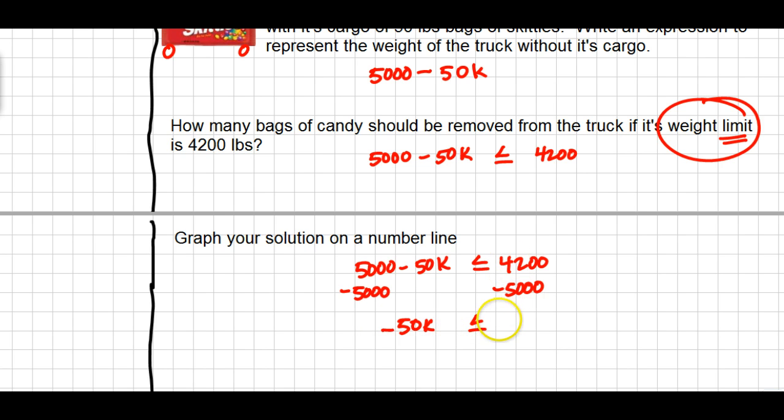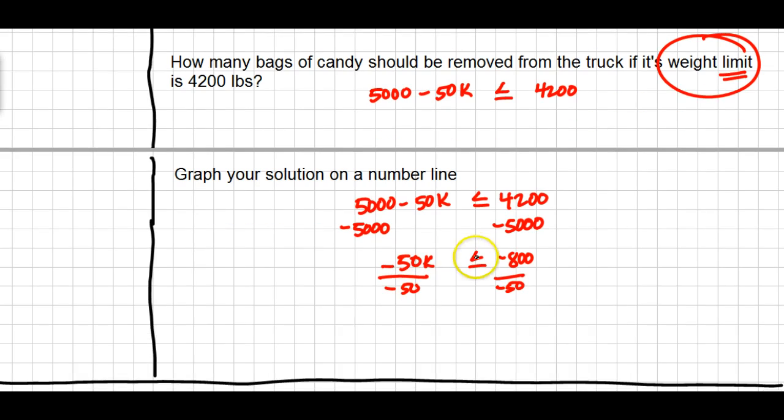When I simplify on the right, I get negative 800. Now to solve, I'm going to divide both sides by negative 50. Remembering here that when you divide by a negative with an inequality, the direction of the inequality must change directions or change the way that it points. Negative divided by negative is positive, and that's the reason that the direction has to change. And so we end up with 16.